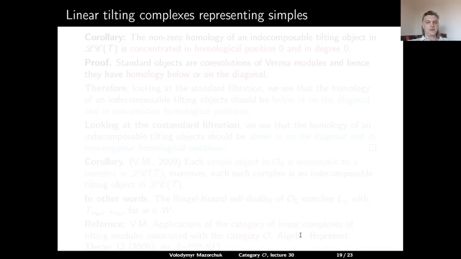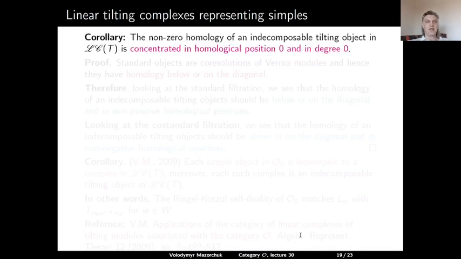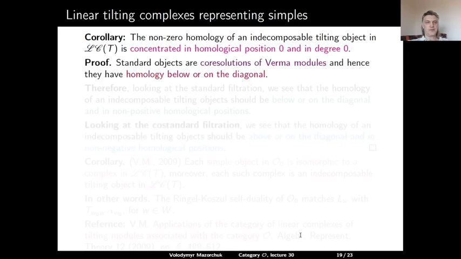This has the following consequence: Corollary. The non-zero homology of an indecomposable tilting object in LCT is concentrated in homological position 0 and in degree 0. Proof: standard objects are co-resolutions of Verma modules, and hence they have homology below or on the diagonal. So the Verma module lives on the diagonal or below.